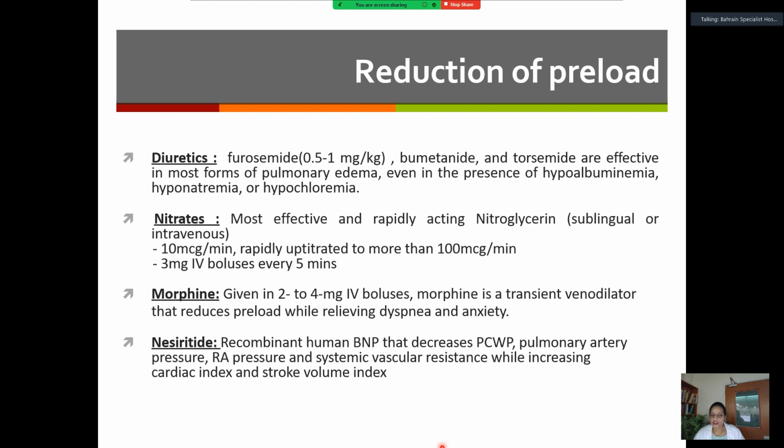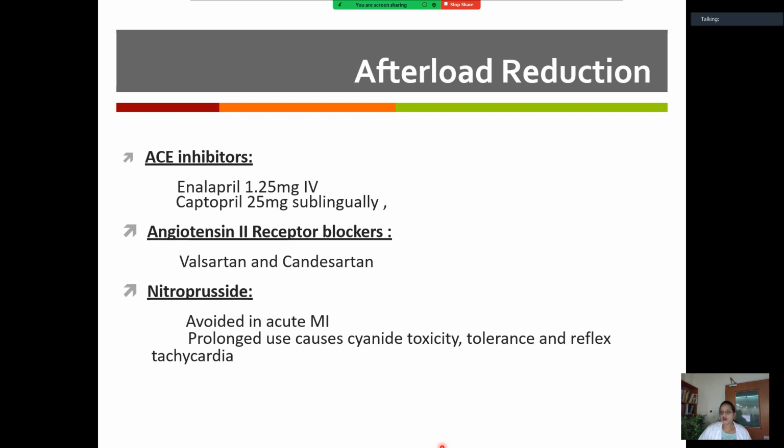Morphine is given in 2 to 4 mg IV boluses. Morphine is a transient vasodilator that reduces preload while relieving dyspnea and anxiety. Nesiritide. This is a recombinant human BNP that decreases pulmonary capillary wedge pressure, pulmonary artery pressure, right atrial pressure, and systemic vascular resistance while increasing the cardiac index and stroke volume index. Afterload reduction is done by ACE inhibitors, enalapril 1.25 mg IV, captopril 25 mg sublingually, angiotensin 2 receptor blockers like valsartan and candesartan, and nitroprusside. It is avoided in acute myocardial infarction. Prolonged use causes cyanide toxicity, tolerance, and reflex tachycardia.